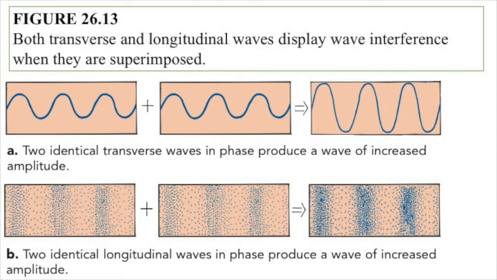26.9 Interference. Sound waves, like any waves, can be made to interfere. A comparison of interference for transverse waves and longitudinal waves is shown in figure 26.13. For sound, the crest of a wave corresponds to a compression, and the trough of a wave corresponds to a rarefaction. In either case, when the crest of one wave overlaps the crest of another wave, there is constructive interference and an increase in amplitude.